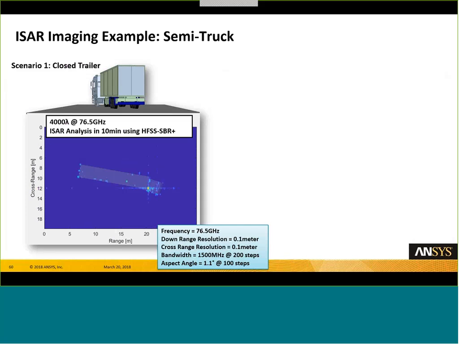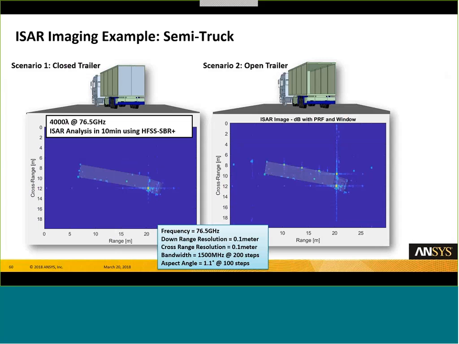So I'm going to end on this example that I think really epitomizes the value of using simulation and being able to run what-if scenarios and really just diagnose real scenes. So this is our semi-truck that we're familiar with from previous slides. In scenario 1, we see the ISAR image that we can clearly identify some of these major features. Now, in scenario 2, we open the trailer door, and all of a sudden we see a number of these additional features that pop up.